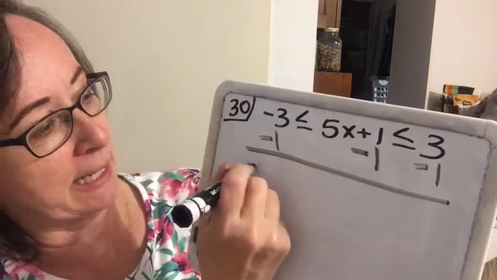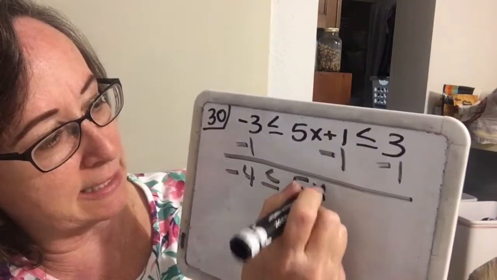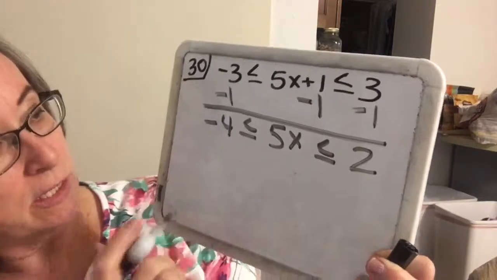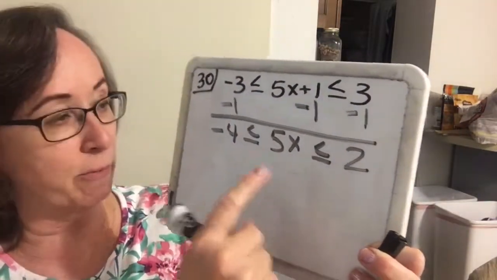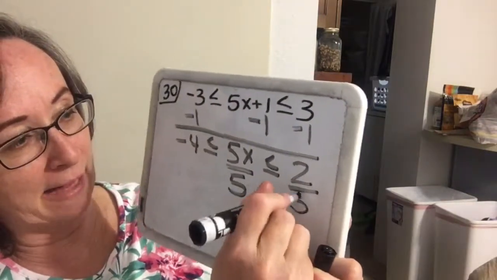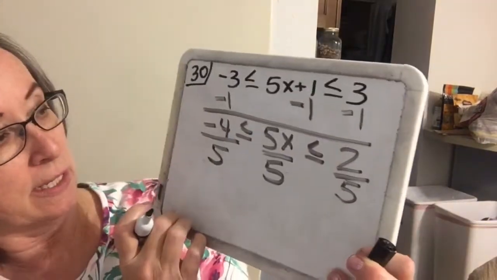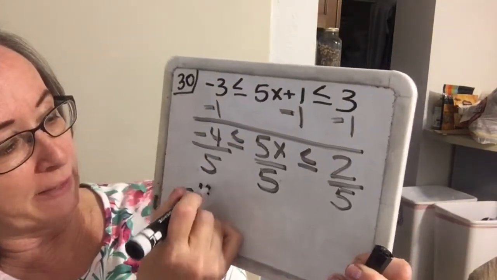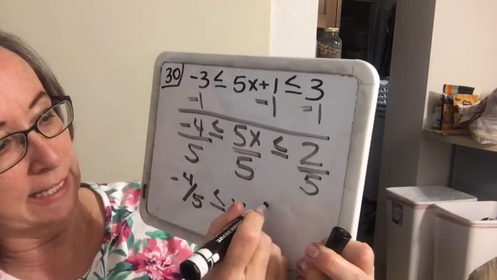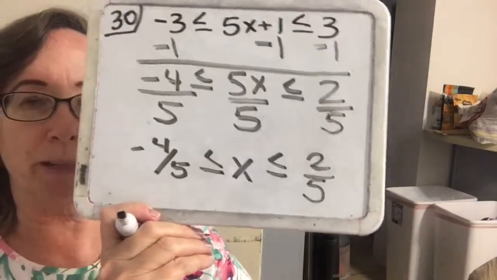Okay, which is going to be a negative 4 is less than or equal to a 5x is less than or equal to a 2. Okay, so now I'm going to divide all 3 parts by a 5. Divide by a 5 and divide by a 5 on all 3 parts. So now I wind up with negative 4/5 is less than or equal to an x is less than or equal to a 2/5. Okay, now that is a 3-part inequality.